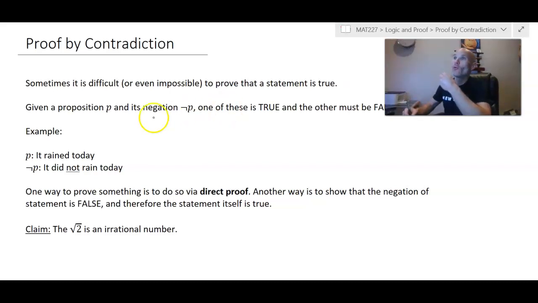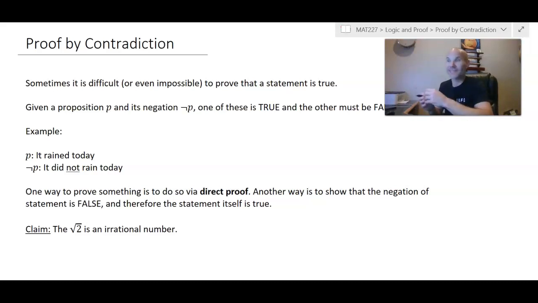So we know that given a Boolean proposition, something that's either true or false, a statement P, and its negation, the negation of P, one of these has to be true, while the other one has to be false. I'll give you a basic example of this. Let's suppose P is the statement, it rained today. Well, the negation of that would be, it did not rain today. And as you can see, one of these is true and one of these is false, because either it rained or it didn't. There's nothing in between.